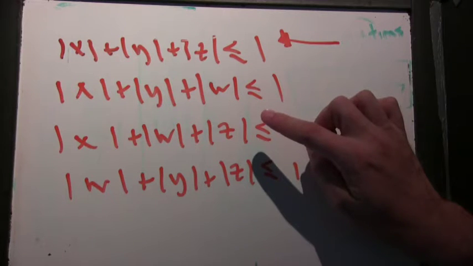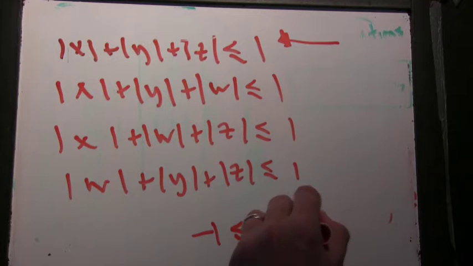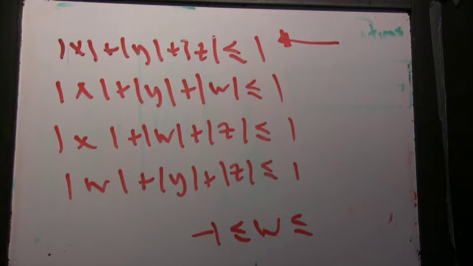Not quite. Well, the sum of the absolute values of these three has to be less than or equal to 1. Right. So I guess the smallest W can be is -1. Right. So W is going to range, -1 is going to be the smallest. What's the largest going to be? Probably 1. Yeah.